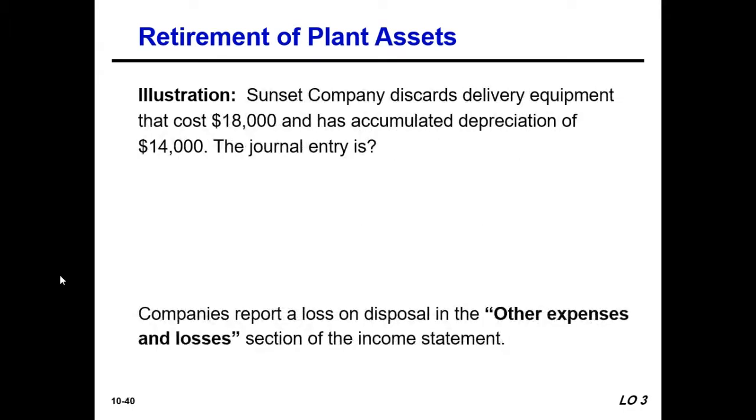Okay. Now another question. What is the journal entry? Try to solve it. Sunset Company discards delivery equipment that cost 18,000 and has accumulated depreciation of 14,000. What is the journal entry? Can someone give me an answer?